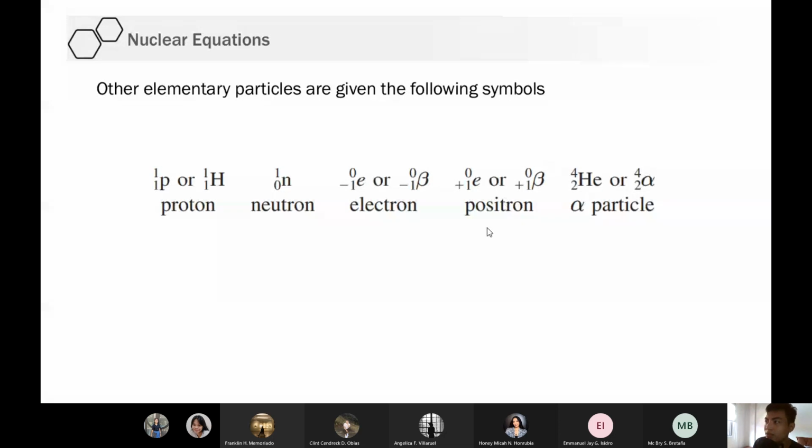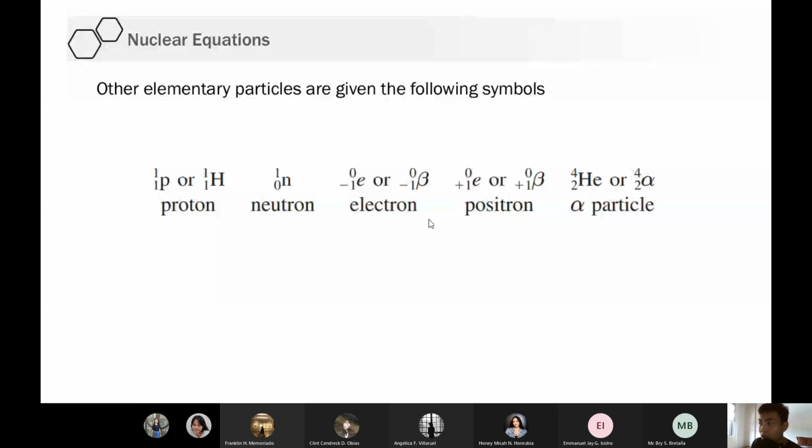So these are the other elementary particles that we will need in order to balance nuclear equations. These are what we add to balance. In a chemical equation, what you use to balance is the coefficient. In a nuclear equation, you can use a coefficient, or you can use these particles. So take note of the numbers on top and on the bottom, they are vital when counting protons and neutrons.